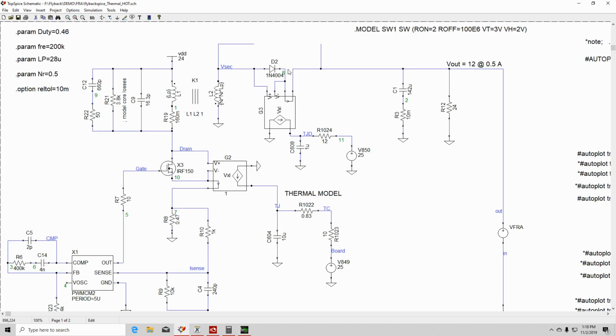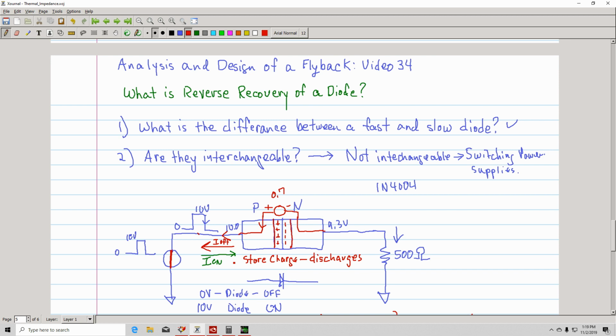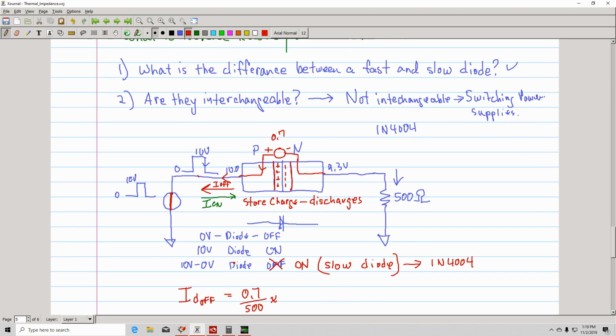The reason is that during the time that this is off and the other is charging, there's current. Basically, the capacitor has been charging, but because the diode does not turn completely off during the recovery, current is going in this direction. Okay, it's going in this direction. It's basically being discharged. So anyway, that's the difference between using a slow diode and a fast diode. They're not interchangeable in most cases, or certainly not in a switching power supply.